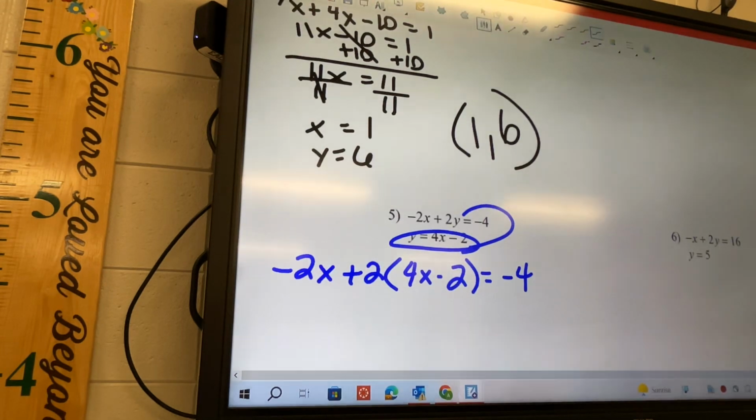Nobody. Okay, we're going to go ahead and distribute. If you know, you know. Okay, we're going to go ahead and distribute. So you're going to get a -2x. What is 2 times 4x? 8x. 8x. And then 2 times -2. -4.